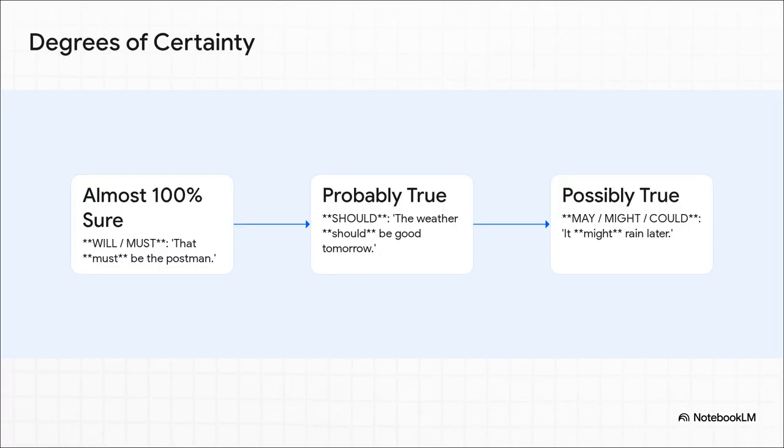I like to think of this as a confidence meter. So say you hear a knock on the door at the same time every day. You'd say, that must be the mail. You're almost 100% sure. If you check the weather forecast, you'd say, the weather should be nice tomorrow. It's a logical guess. But if you just look up and see a few gray clouds, you'd say, it might rain. It's just a possibility.